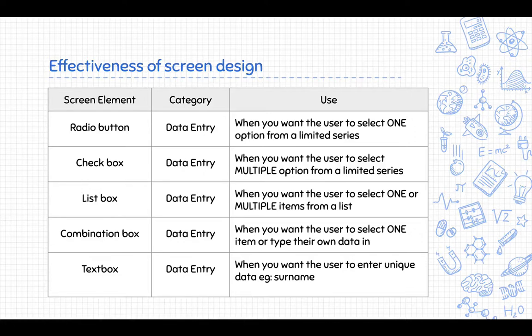The final input screen element is a text box, and it's when I want my user to enter really unique data. Can I give you a word of advice with text boxes? Use them very discretionally. That's a fancy way of saying only use them when you need them. First names, last names, passwords. Something where you cannot predict the answers.